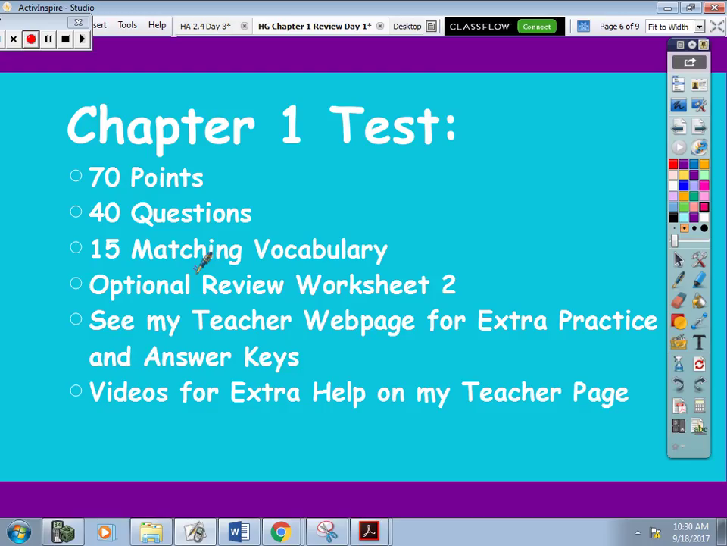You have 2 optional reviews that I handed out on Friday. If you only wanted to do one of them, I would suggest the number 2 one. There's optional review number 2. Both of the answer keys are posted with all of my work shown on Google Classroom, and it's at the very top of the page. And then, of course, there's always the videos on Google Classroom that you could re-watch if you're having any difficulty with a certain section.